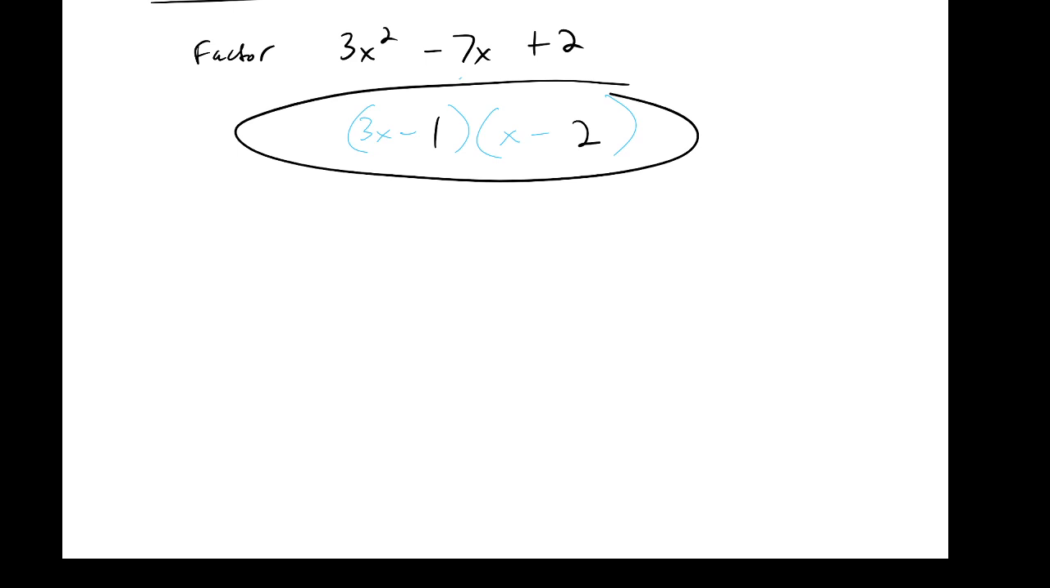All right. It does get trickier. It really does. A few more examples. We're going to factor 3x squared minus 7x minus 6. Oh man. Well, here we go.